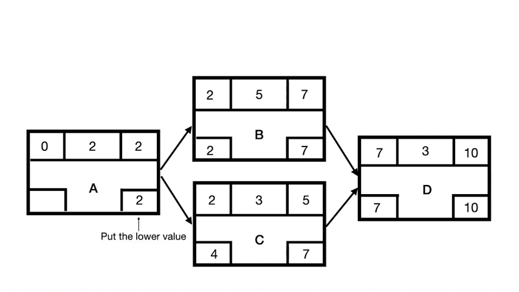You basically put the lower value. And the late start of this activity A would be equal to 0 days. That's because 2 minus 2 is equal to 0.